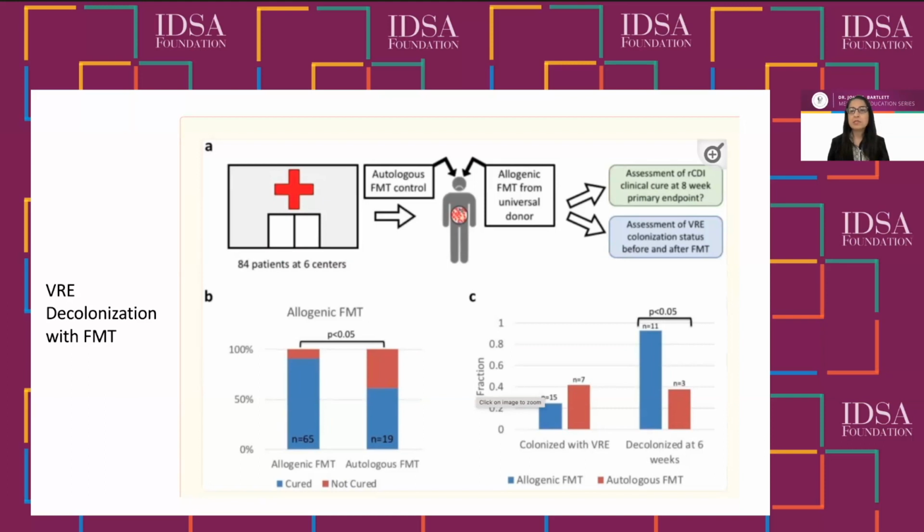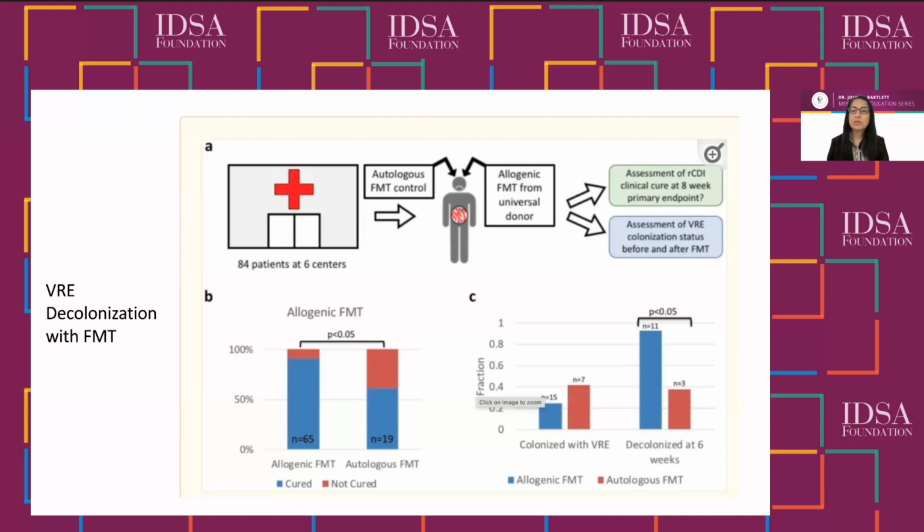The same limitations apply here, that the patients all had recurrent CDI, which was their main reason for needing FMT. And as an incidental co-colonization, they also had VRE. So none of these studies have really looked at when the colonizing pathogen, either for VRE or for a UTI, is the sole pathogen in question.